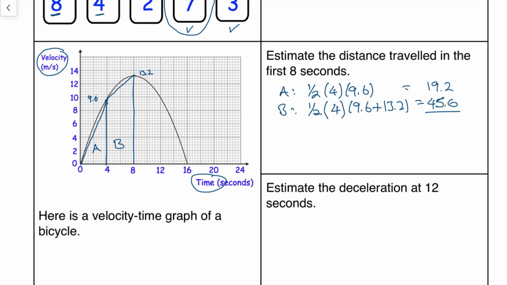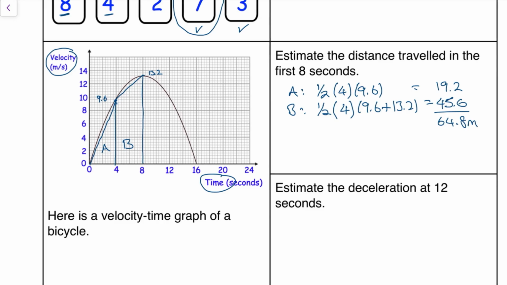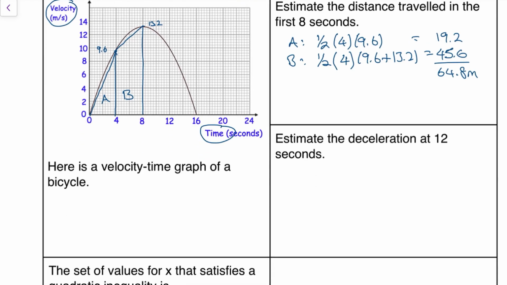And if I add these together, 19.2 plus 45.6 is equal to 64.8. Look at the diagram, it's in meters per second, so that's 64.8 meters. First question done. Next question, as I thought, estimate the deceleration.